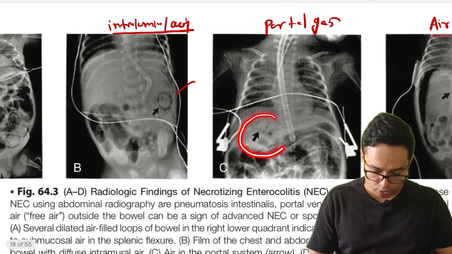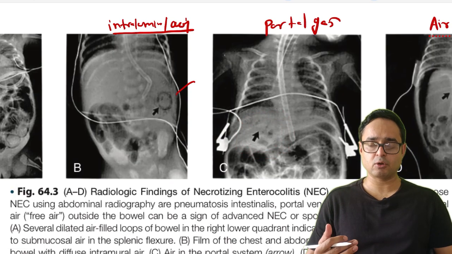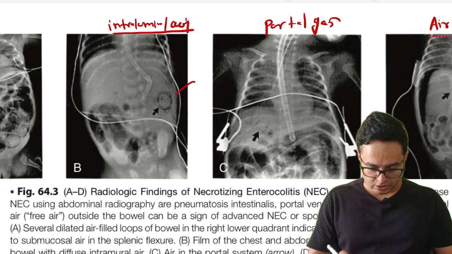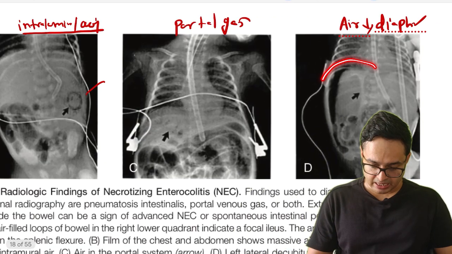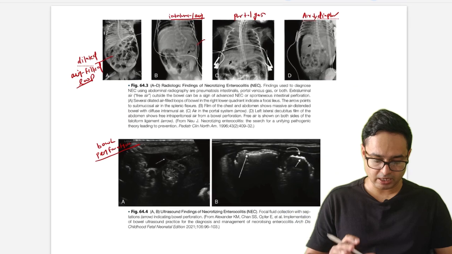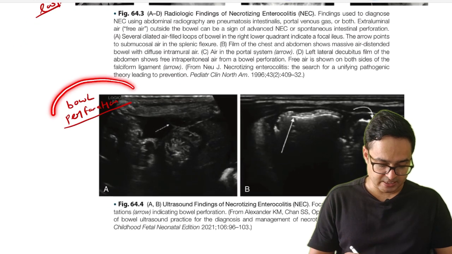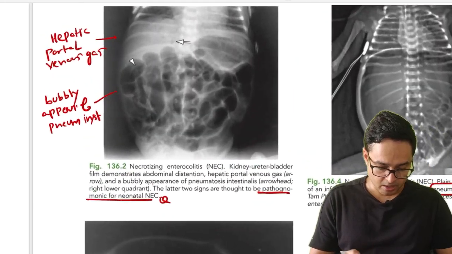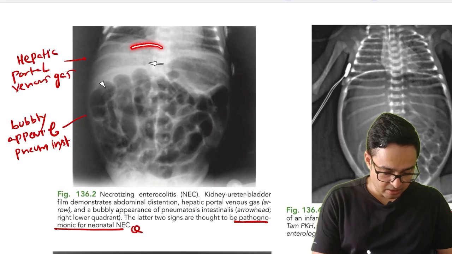Portal vein in this X-ray. We have discussed the classification according to Bell staging, go there and classify them. As of now, this is portal gas. Air under the diaphragm is showing perforation. So these X-rays can be asked. Again, USG of NEC suggestive of bowel perforation, gas is there. Again, to see hepatic portal venous gas.